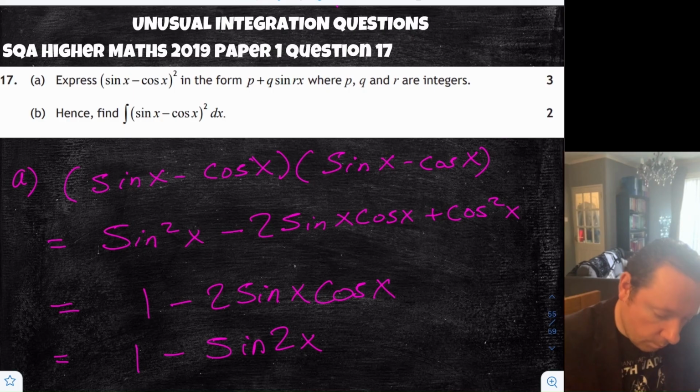Have we got it in that form? Well, p is 1, q is just 1 or minus 1, and r is just 2. So yeah, we're done.